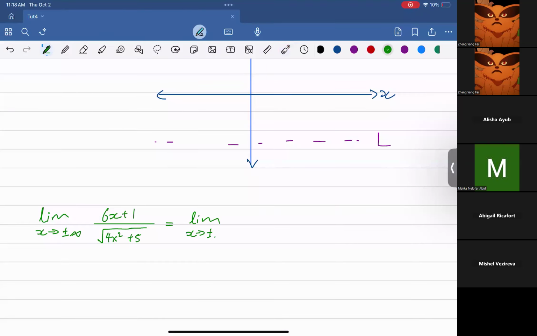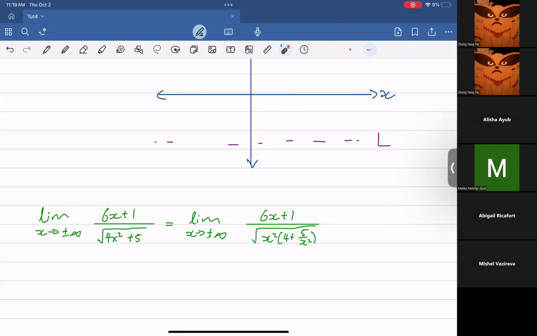So the second thing I'm thinking about is to take the limit as x goes to plus or minus infinity, but this time I'm going to try to factor out this x squared. So I have 6x plus 1 divided by the square root of x squared times 4 plus 5 over x squared. And you can see that when I multiply this x squared back into the 4 and into 5 over x squared, I will still have 4x squared plus 5.